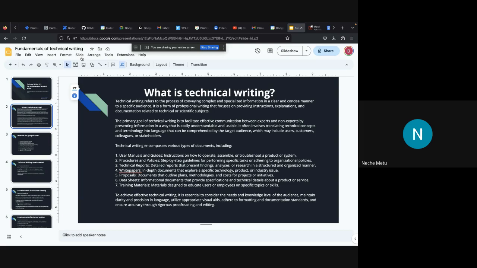So we want to look through the definition of technical writing, and get familiar with what technical writing is all about. Technical writing simply refers to the process of conveying complex concepts and specialized information in a clear and concise manner. So it's important.